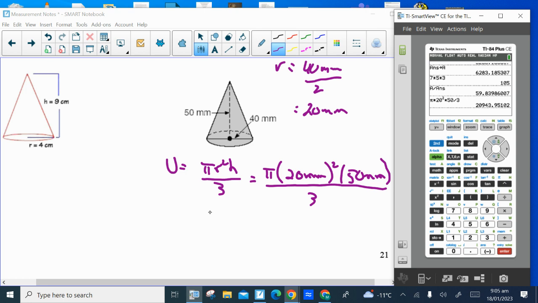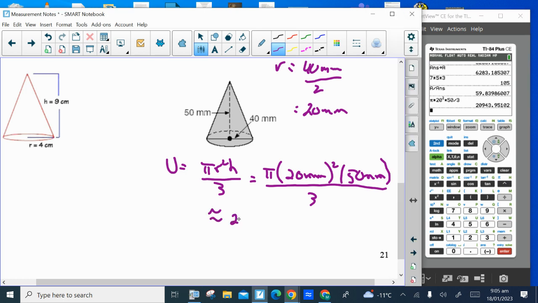And so our answer is approximately 20,943. And actually, if we round to the nearest tenth, the digit in the tenths place is a 9. To the right of it is a 5, which means 943 must go up to 944. And that would be in cubic millimeters.